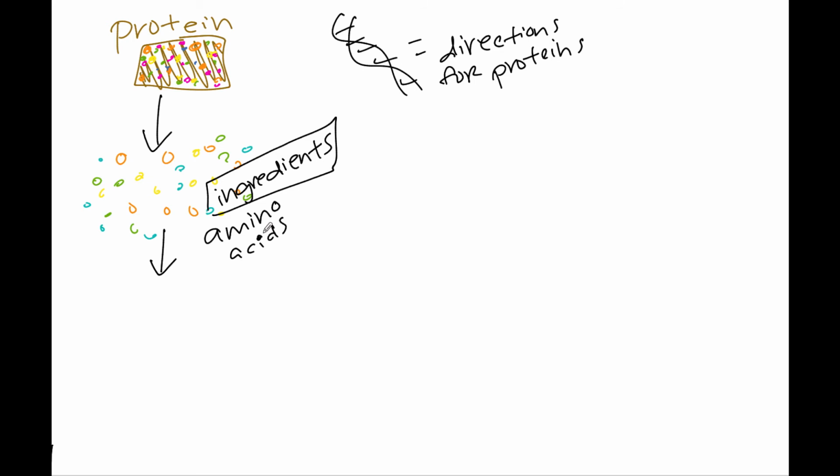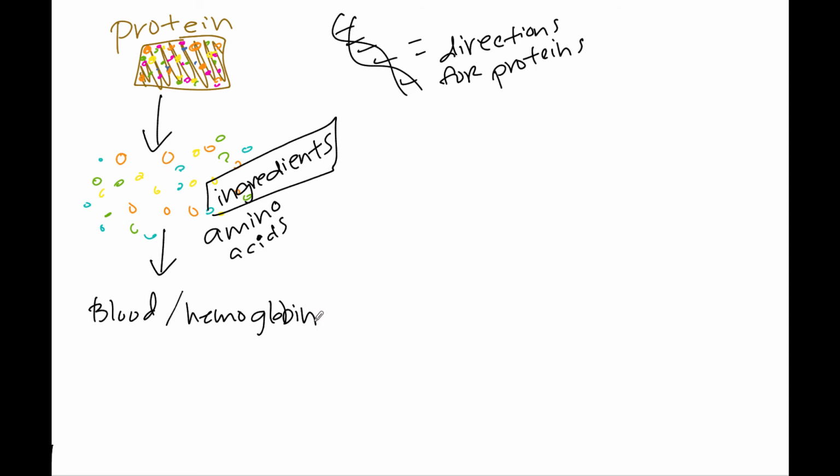And so, we need this for our blood. We need to make blood. We need to make hemoglobin. This is a protein that's responsible for transporting oxygen through our whole body. Without it, we die.